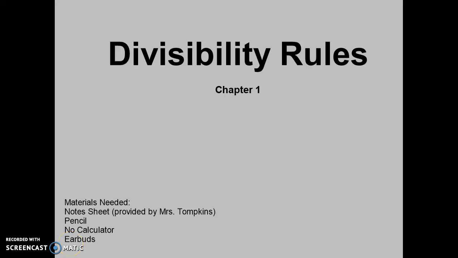Today we're going to start off with reviewing and learning some divisibility rules that we need to know before we really dive into Chapter 1. One of the things that we use divisibility rules for is when we are dealing with fractions, whether we're adding, subtracting, multiplying, or dividing with fractions, we need to know what our divisibility rules are so that we can simplify fractions as easy as possible.